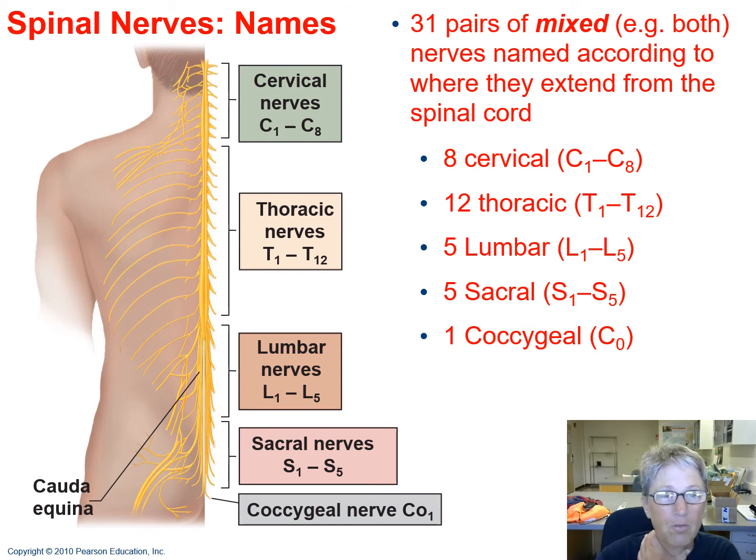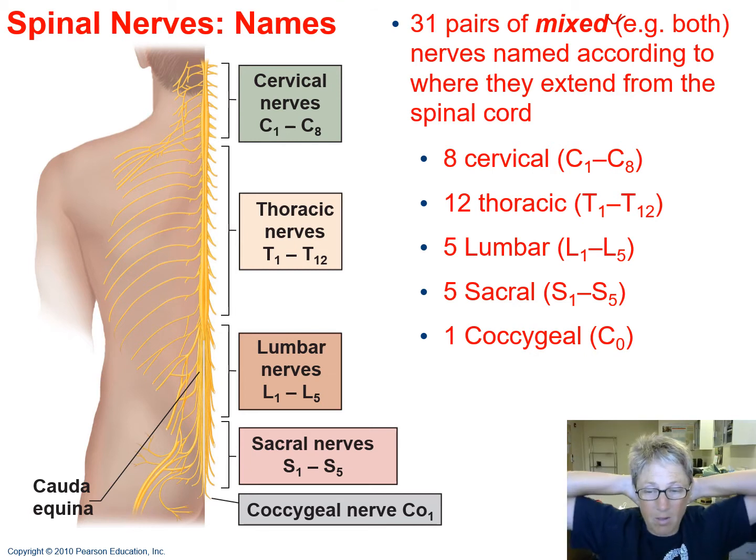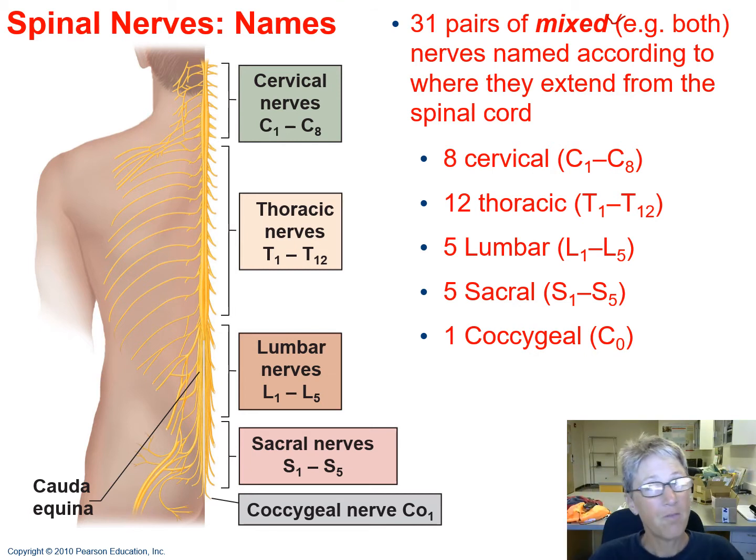So spinal nerves don't have specific names, or each nerve doesn't have a name like the cranial nerves, which we'll talk about in a little bit, but spinal nerves, there's 31 pairs of mixed nerves. So hopefully you remember what a mixed nerve contains. It contains axons of sensory afferent neurons and axons of motor efferent neurons together. It's a mixed nerve. And the mixed nerves are named according to where they extend from the spinal cord.